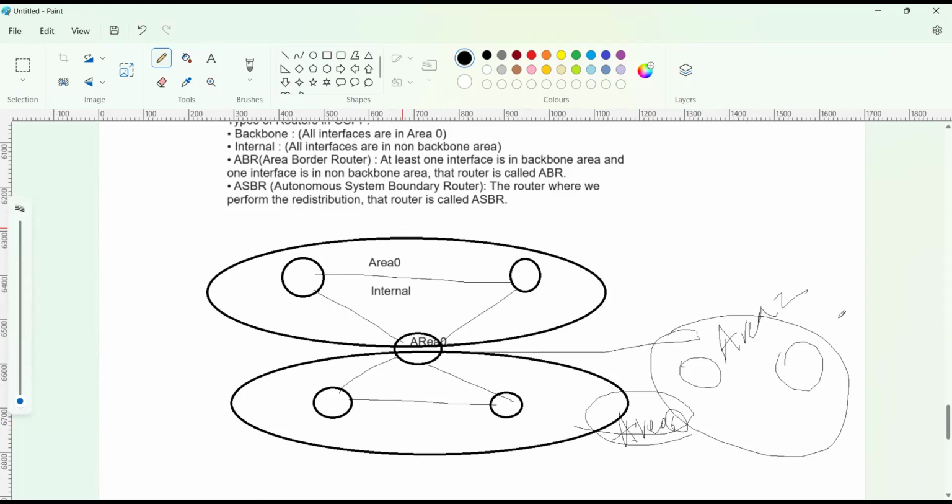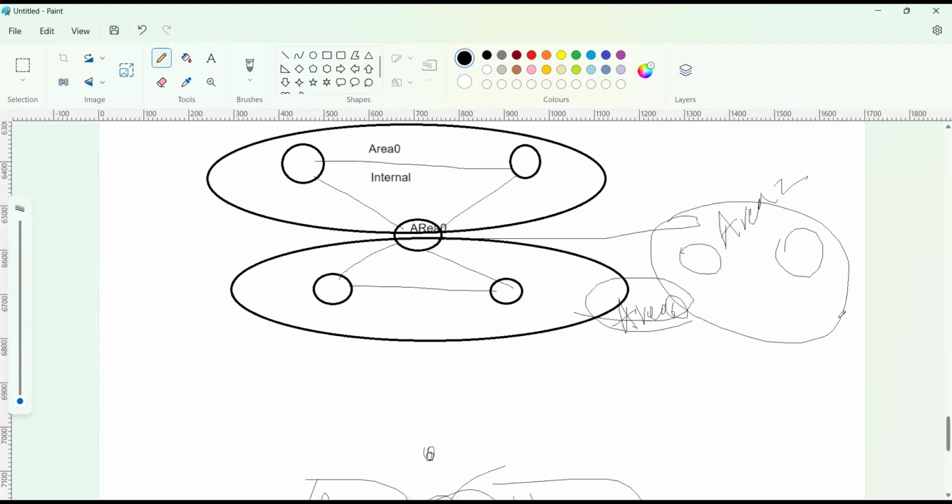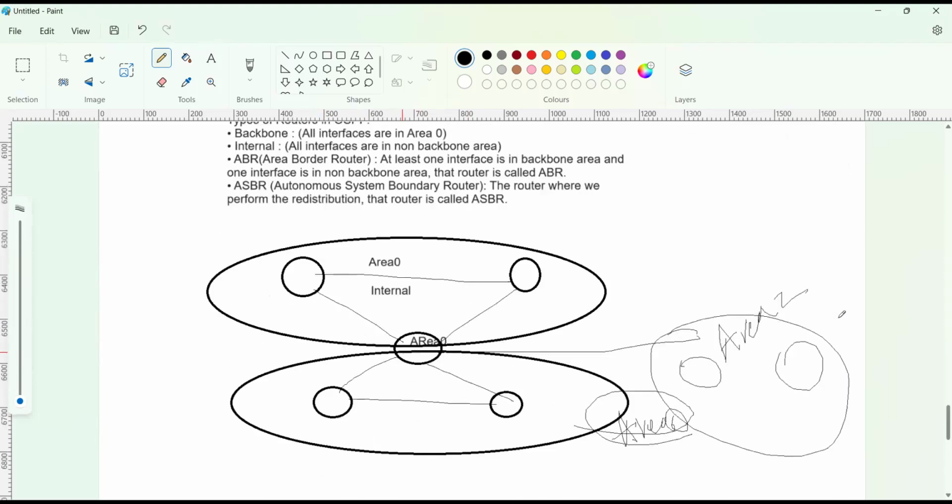That is the reason we call it the backbone area. In between, if here we have area 10 and here area 11, and area 0 is not there, then they won't communicate with each other. We need area 0, the backbone area. And this router we call an ABR router, area border router.